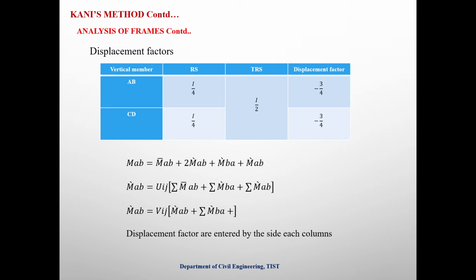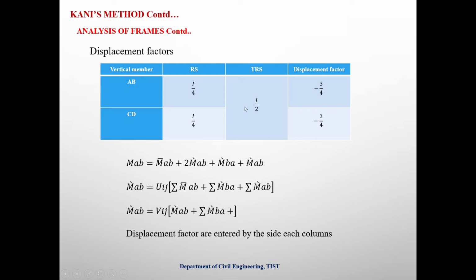That displacement factor is only for the sway analysis. That means the sway will occur in the columns, so the displacement factor will be for the vertical members AB and CD. How will you find out this displacement factor? The displacement factor will be obtained by minus 3 by 2 of the relative stiffness divided by the total relative stiffness.